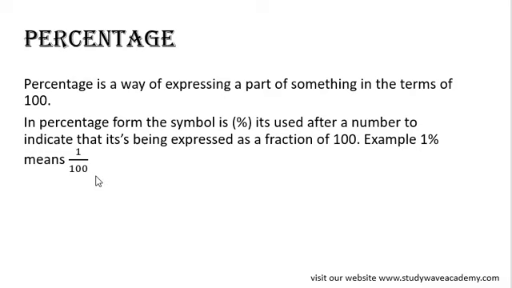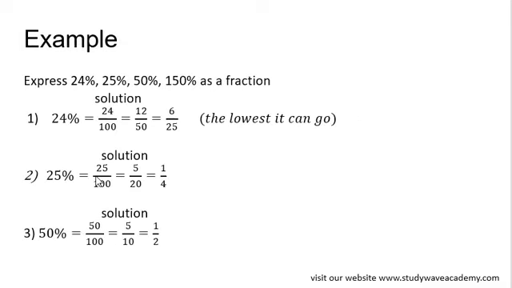Okay, are we ready? We are ready, right? Okay, let's go. We have an example here. Express 24%, 25%, 50%, and 150% as a fraction. So we are to turn these percentages into fractions. Okay? So now we say 24%, it will be equal to 24 over 100. Where did this 100 come from? This sign. This sign represents what? 100, right? So this sign represents 100. So we say 24 over 100.